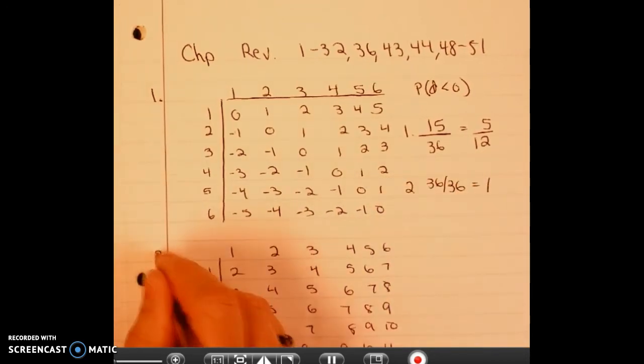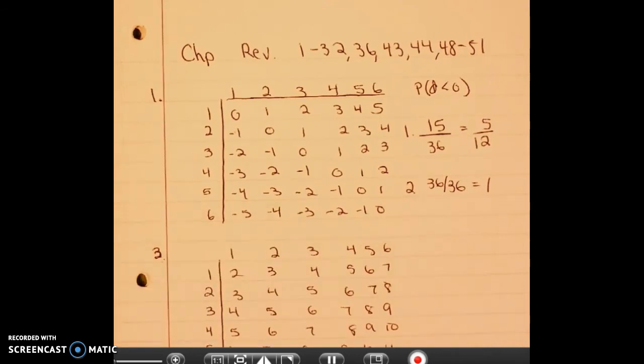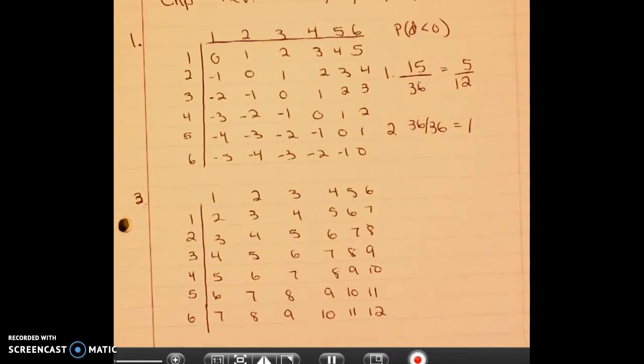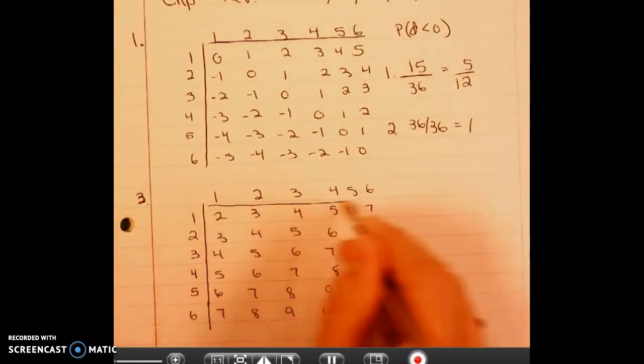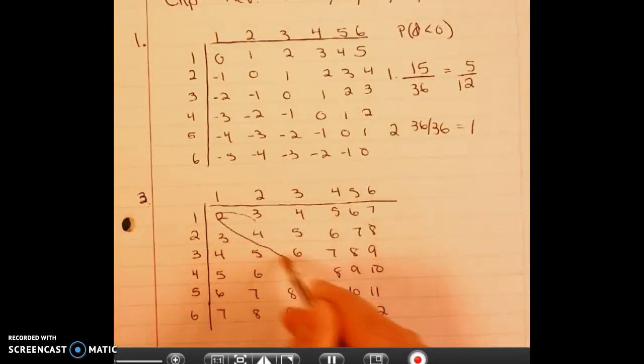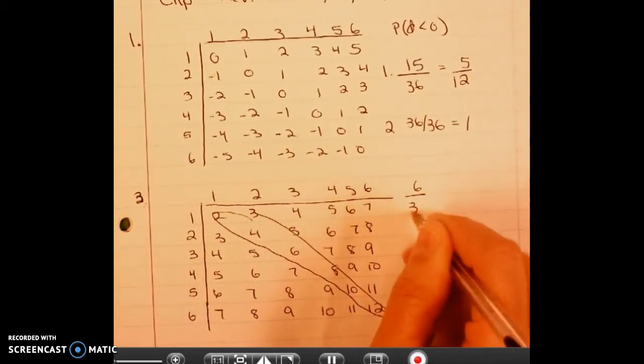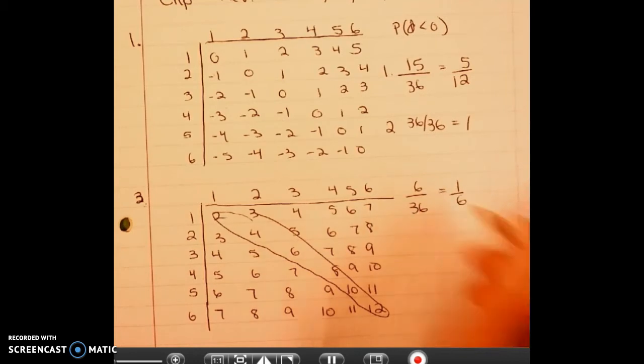Question number 3, again, I recreated a 2-dice sum chart for you below. They want to know what's the probability you get doubles. Doubles are sitting on that diagonal. So there's a 6 out of 36 chance, 1 out of 6.